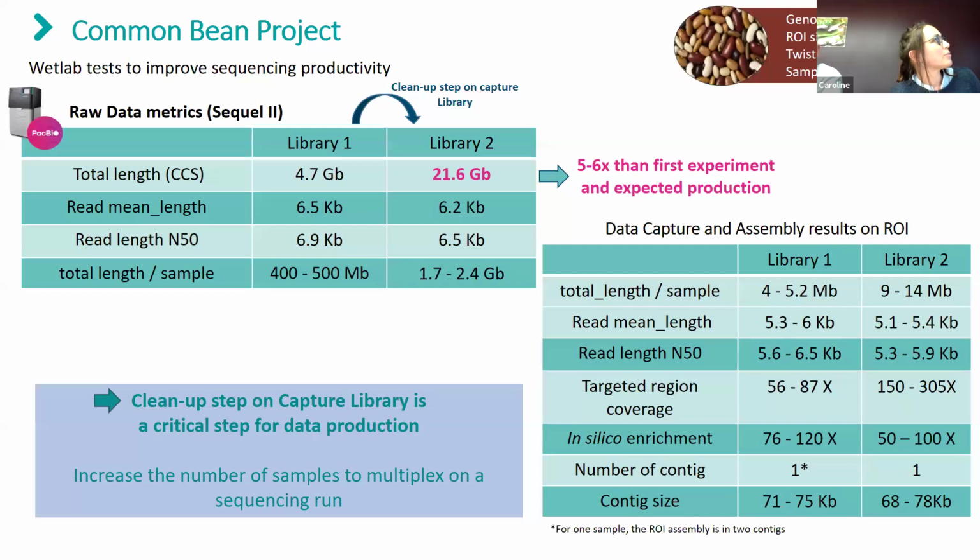Due to the data quantity generated with the new, improved library, we recovered more reads mapping on the region of interest, so there is a direct impact on the coverage, up to 300x. The assemblies were consistent across both libraries, and with more data, we succeeded in obtaining a single contig for all of the 10 samples. So finally, this cleanup step on the capture library is a critical factor for enhancing data production.